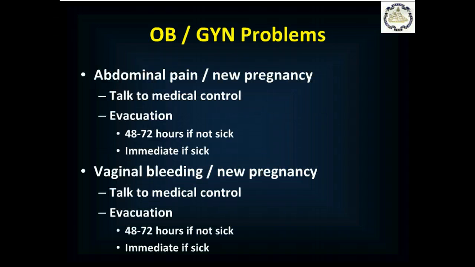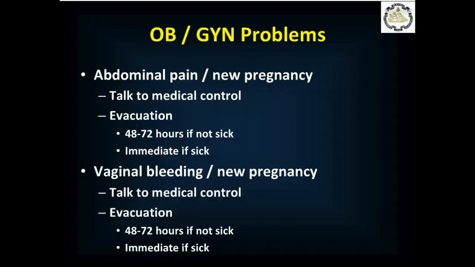Well, if the patient's having abdominal pain and you have a newly diagnosed pregnancy, talk to medical control. They need to be evacuated to be worked up for an ectopic pregnancy. Ideally, they get an ultrasound within 12 hours of you discovering that they're pregnant. However, if they're not sick, you really have 24, 48, maybe even 72 hours to address this.